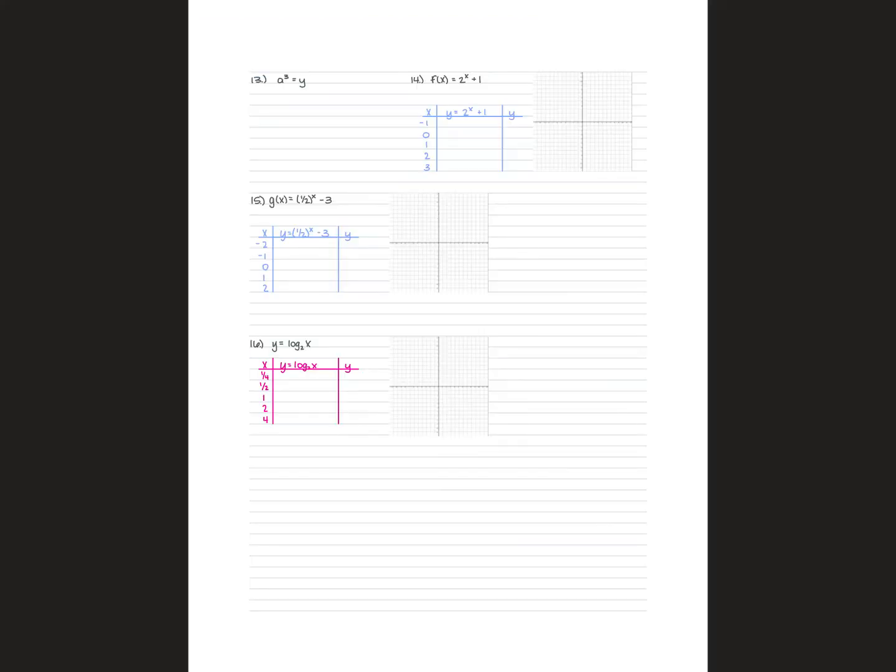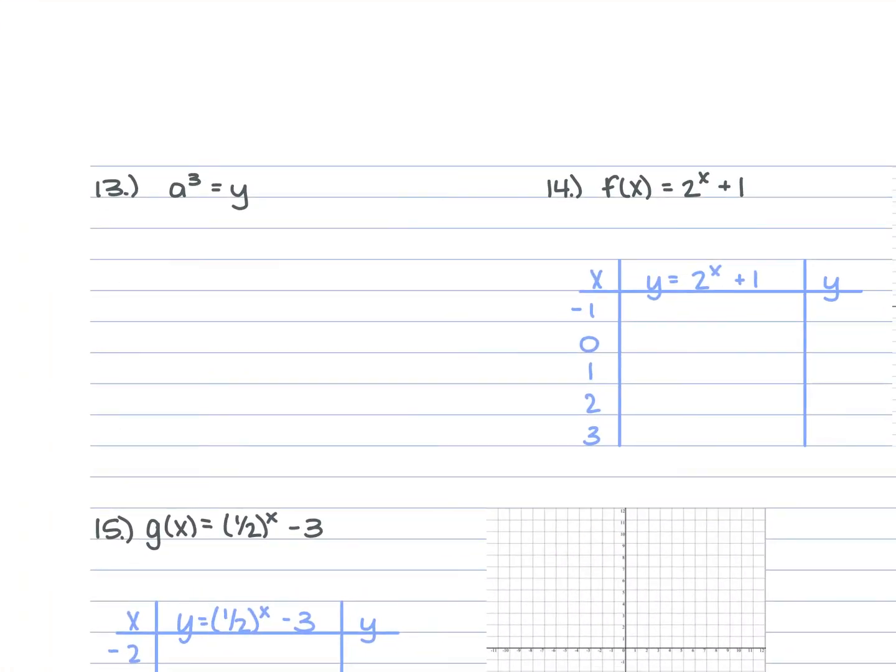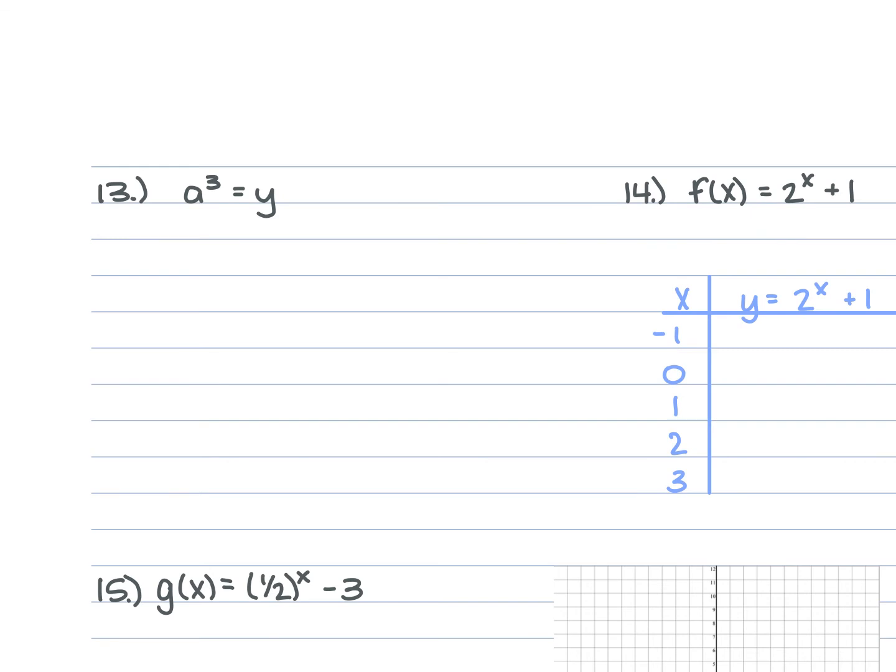Our next question, number 13, we have a to the 3rd power is equal to y. So we're writing this one using our log form. Our base is a, our answer is going to become 3, and our whole number will become y. So this is just going to be log a of y is equal to 3.